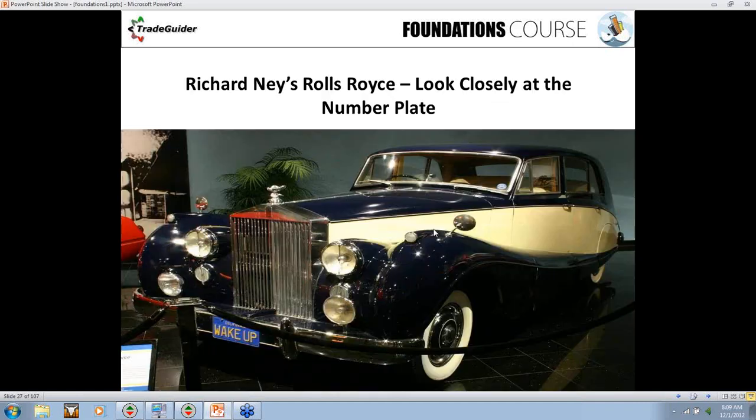Joe, you might like this. Have a look at this Rolls Royce. Can you all see the number plate? I think that's absolutely wonderful. That's the number plate of Richard Ney's Rolls Royce. Correct, Joe. You're absolutely right.